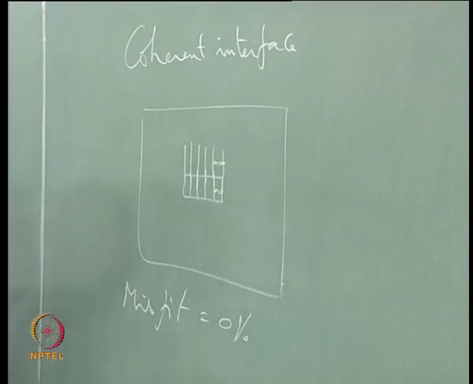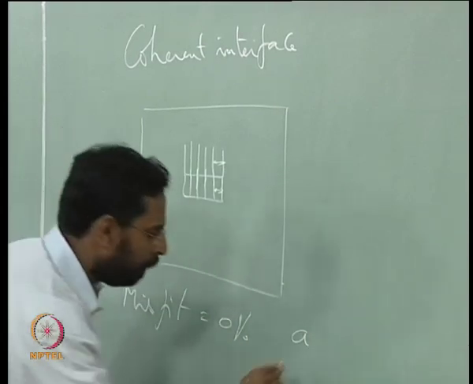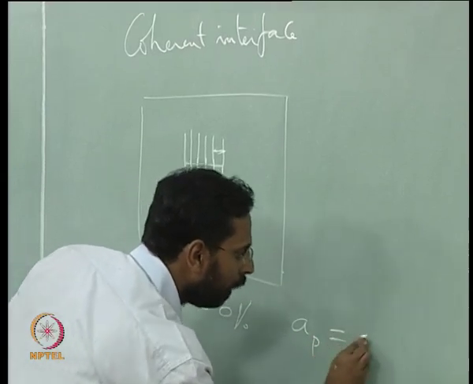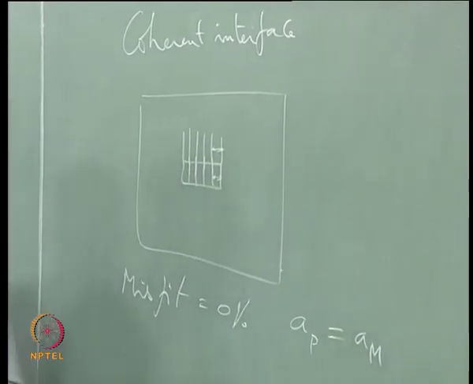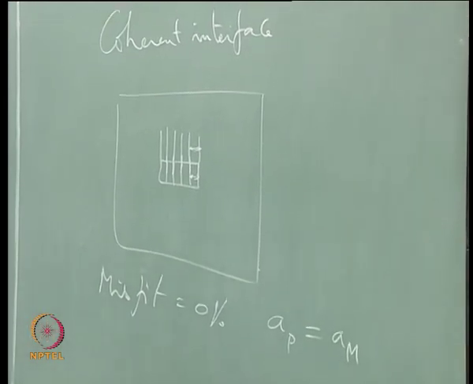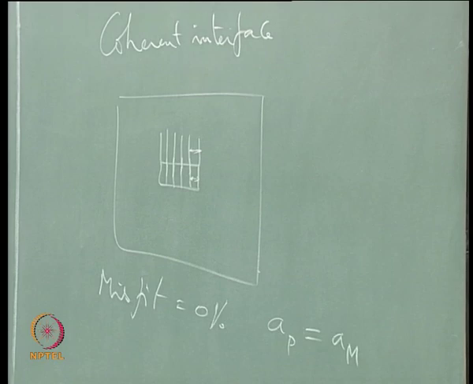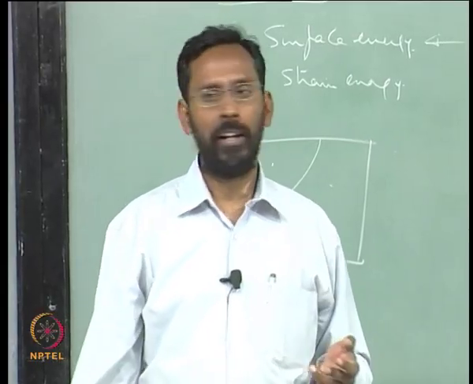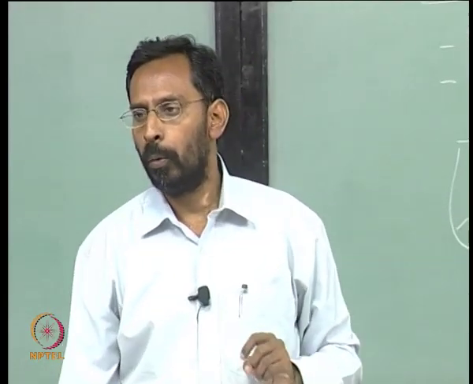That means the lattice parameter of the precipitate should be equal to the lattice parameter of the matrix, because interplanar distances are related to a. All of you know in cubic what the relation between d and a is? Prerna, do you remember? What is the relation between d and a? d, which is the interplanar distance, and a, which is the lattice parameter in cubic. a by 2.